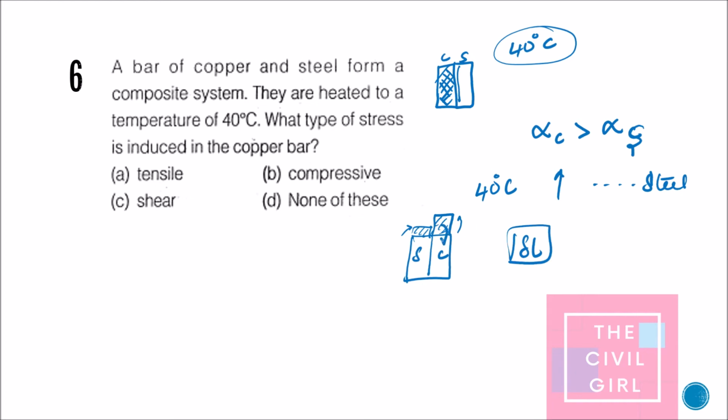So because of this, compressive stress will act in copper to make sure that the change in length is the same in both the materials. So the answer is compressive stress.